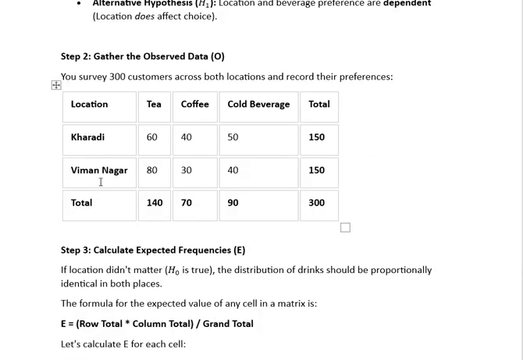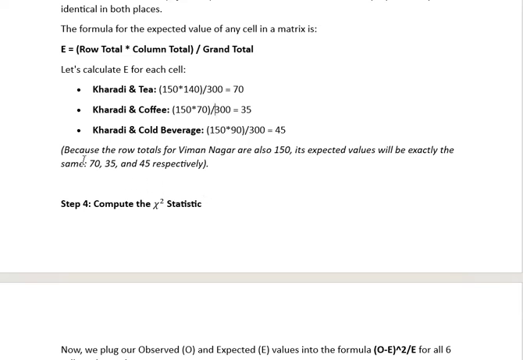If I go for Viman Nagar and tea, then again the row total is 150 and the column total is 140. For Viman Nagar and coffee, again the row total is 150, column total is 70. For Viman Nagar and cold beverage, again the row total is 150 and the column total is 90. So this is written here because the row totals for Viman Nagar are also 150. Its expected values will be exactly the same, 70, 35, and 45, as in the case of Kharadi.